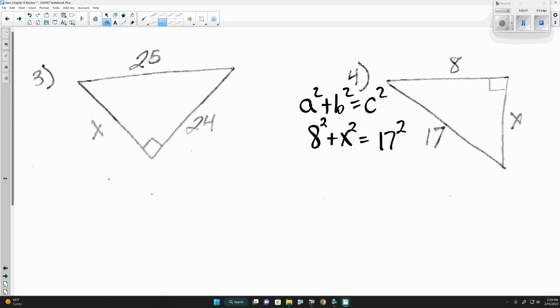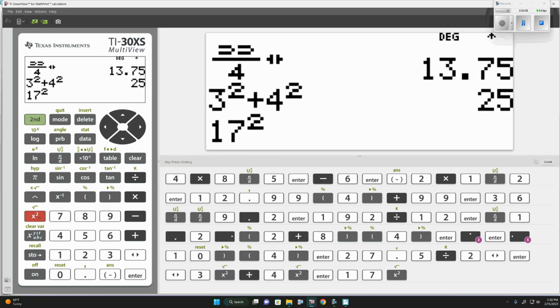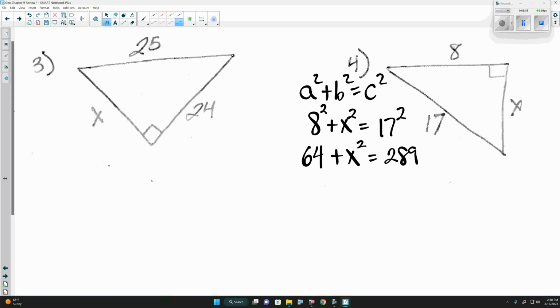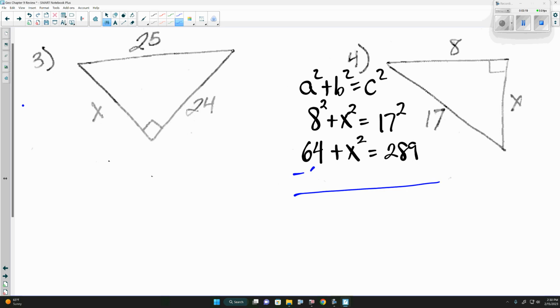Now in this case, since the two numbers that are given aren't on the same side, we do need to calculate these individually. So the first one we can do is 8 squared. And if we plug 8 squared into the calculator, we get 64. Now we do also need to plug in 17 squared, which is 289. At this point here, we do need to get x by itself. So we would subtract 64 from both sides. And when we subtract 64 from both sides, we do get x squared by itself. But we need to do 289 minus 64, which is 225.